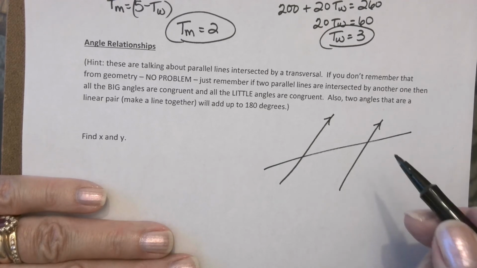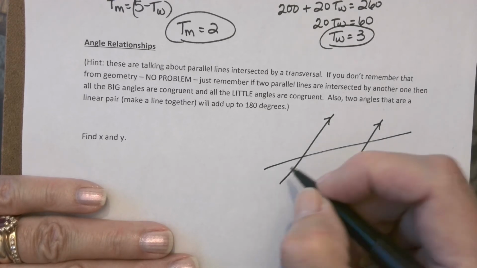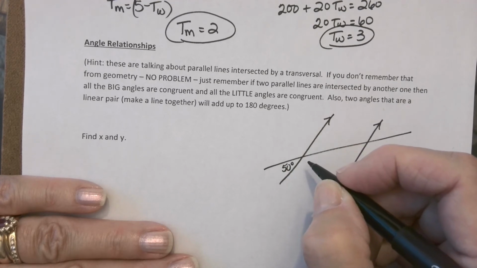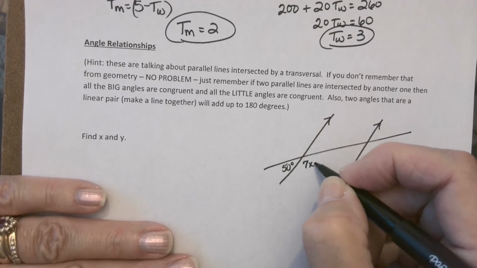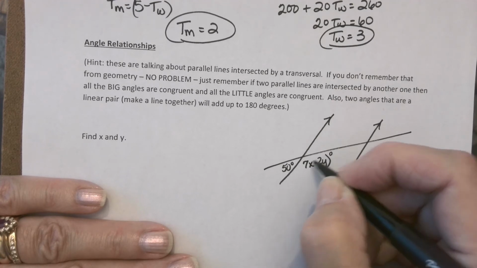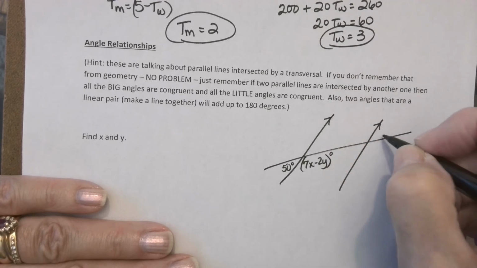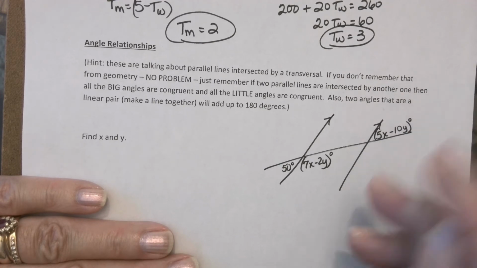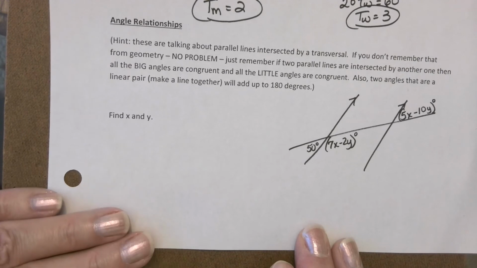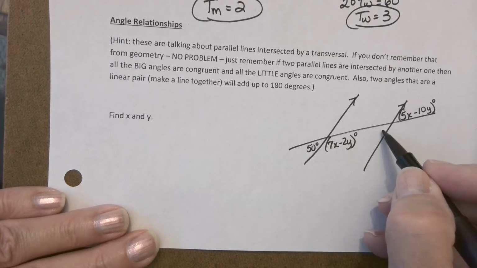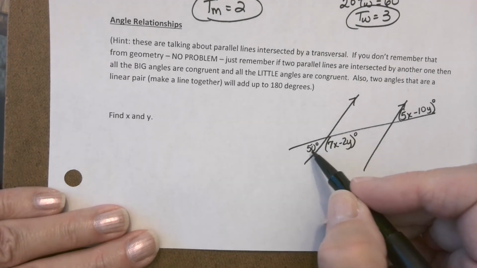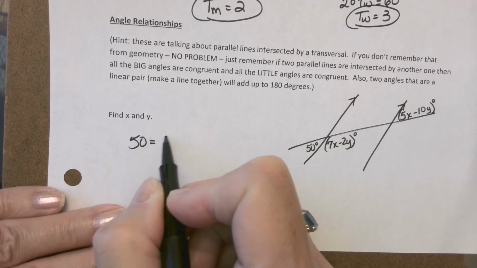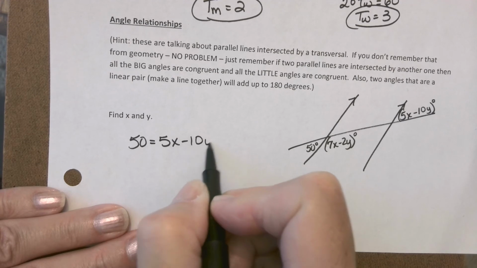Okay, so what if they give you this, and they tell you that this is 50 degrees, that this is 7x minus 2y, and this was 5x minus 10y. Okay, what if they told you that? Okay? Then you know this is acute and that is acute. This is acute and that is acute. So that one and that one are congruent. So 50 equals 5x minus 10y.